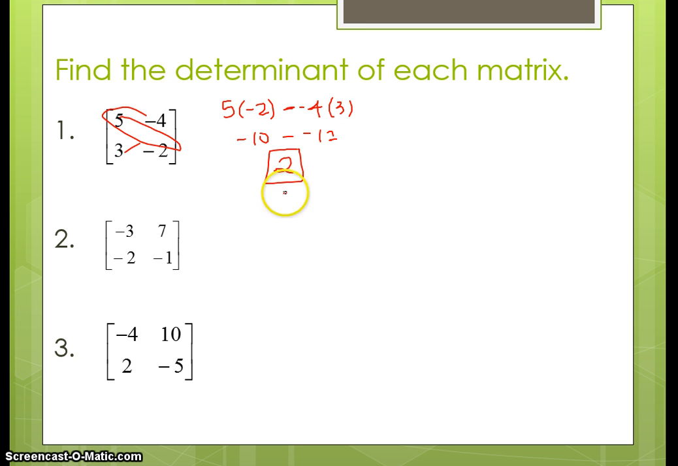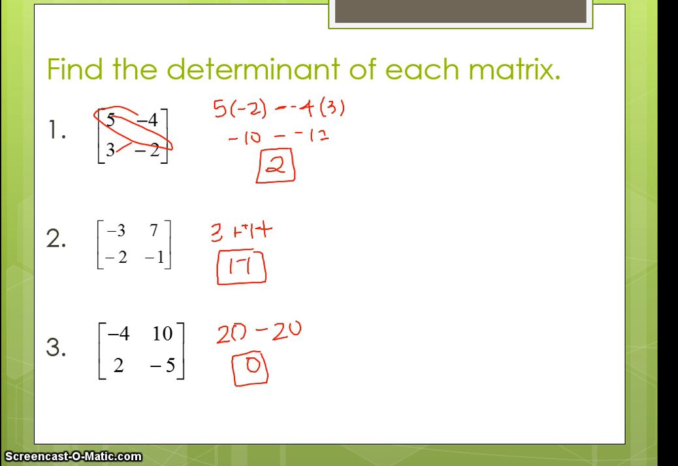Go ahead and pause, and following that same process, I want you to find the determinant for numbers 2 and 3. On number 2, you should have gotten 3 minus a negative 14, or plus 14, which is 17. And on number 3, you should have gotten 20 minus 20, which is 0. So those are my determinants.